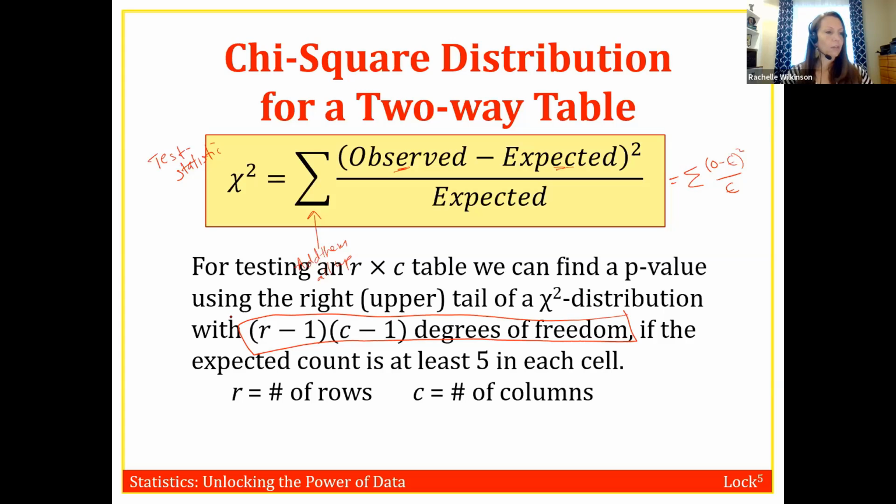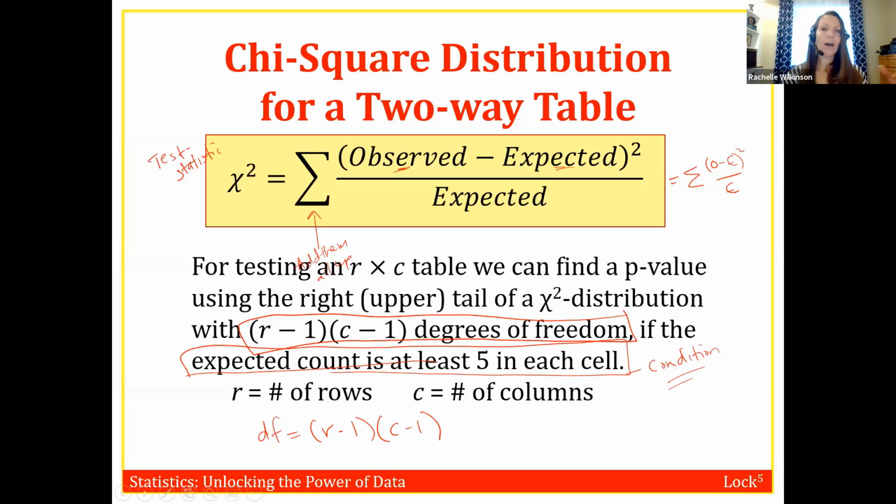So on your paper, when you're writing down this information about the chi-square test, where it says degrees of freedom, then write degrees of freedom equals R minus 1 times C minus 1. All right, and then the condition for using this chi-square test is that the expected count is at least 5 in each cell. So where it says condition on your paper, then write down this. So we want all the expected counts to be 5 or more.